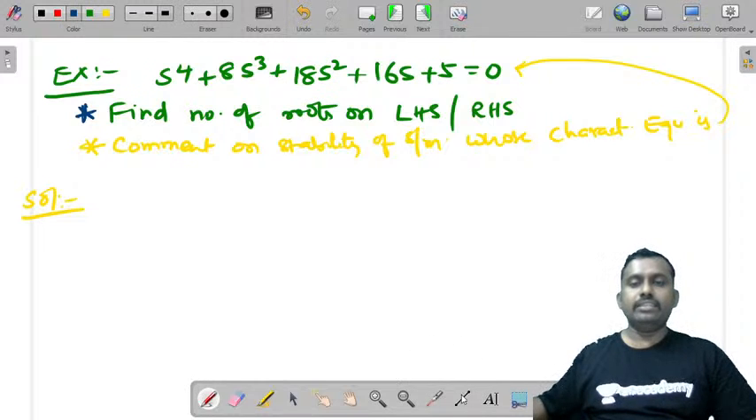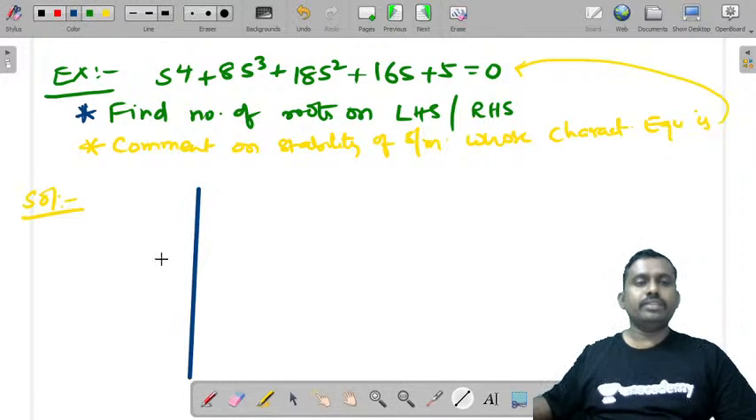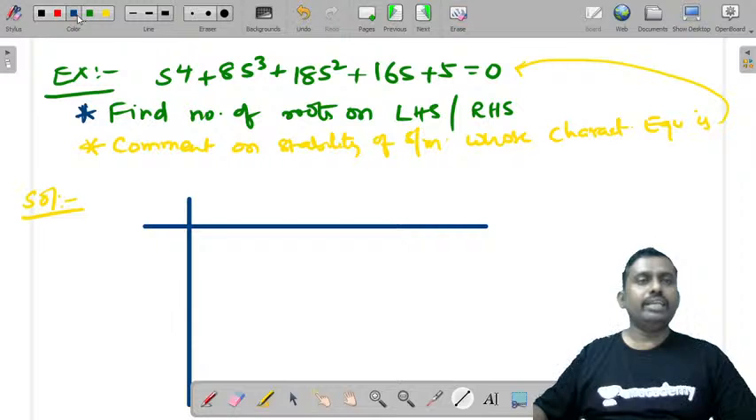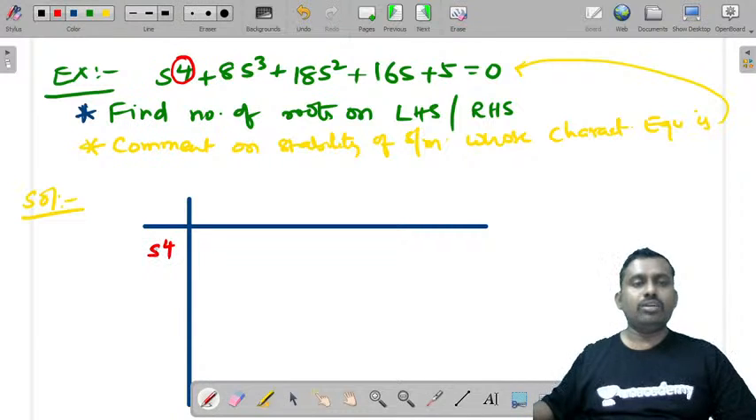Let's make an array like this. First you need to draw an array and start with the highest polynomial given. The highest polynomial given is s power 4 here. So start writing row-wise: s power 4, s cube, s square, s power 1 and s power 0.